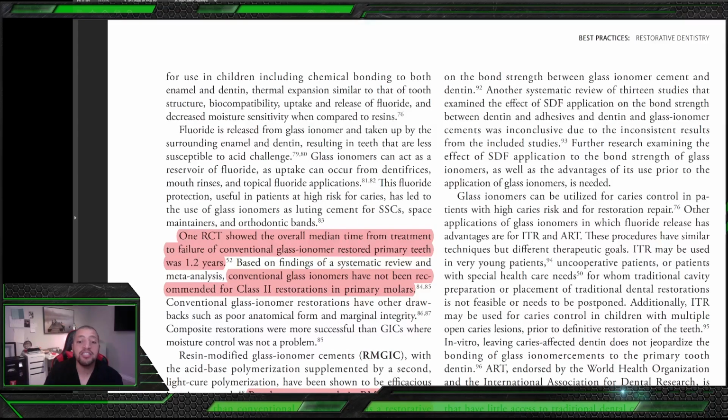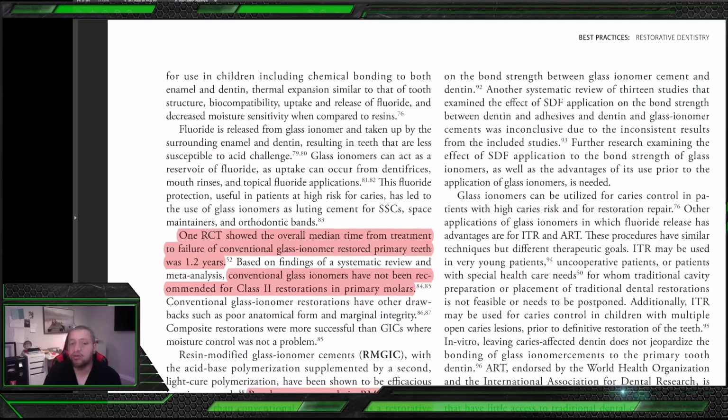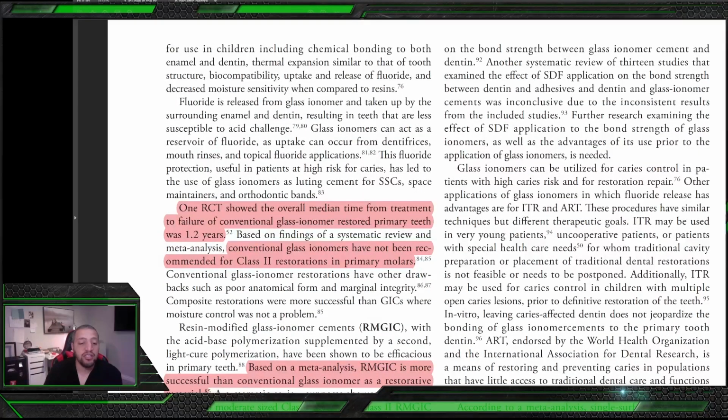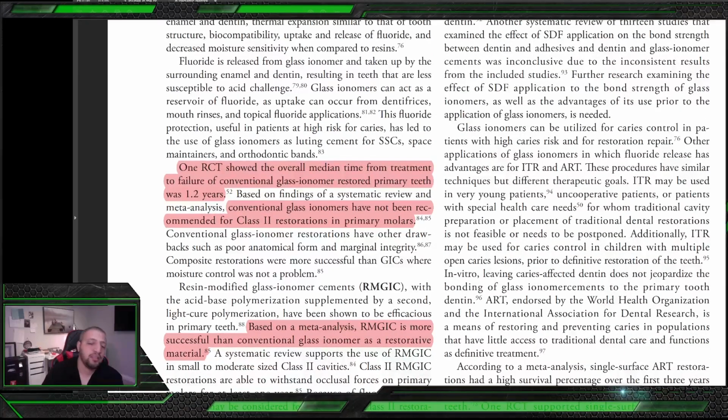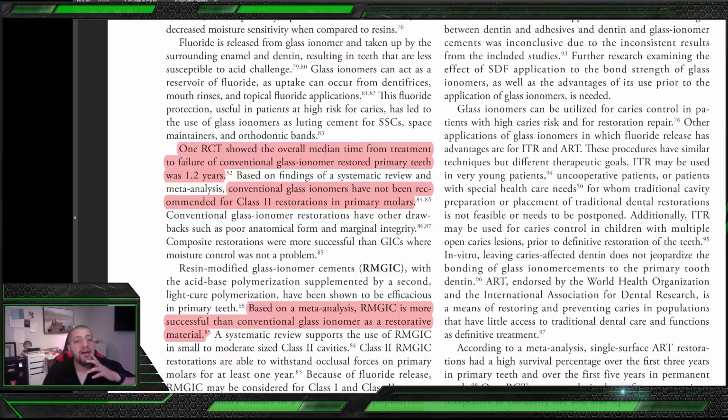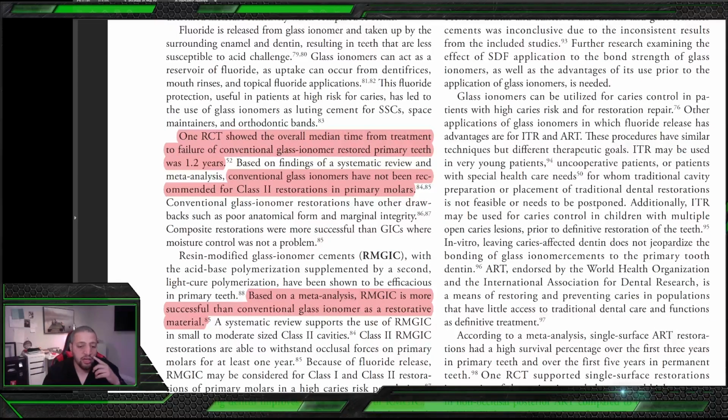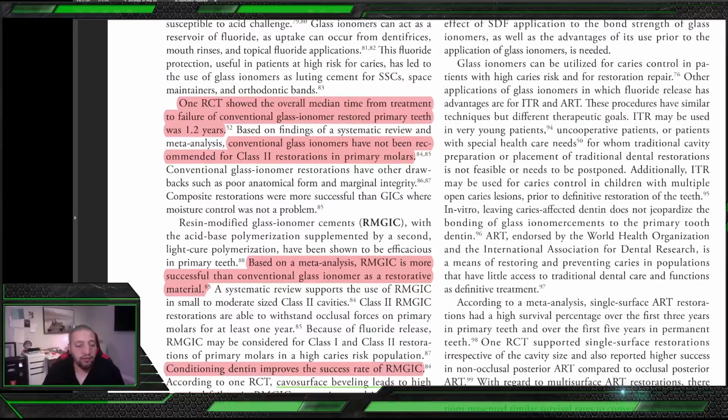Conventional glass ionomer has not been recommended for class 2 restoration. So for class 1, it's not very good. For class 2, they didn't even try to use it, okay? And then there is resin modified glass ionomer. They did a meta-analysis about it. It has a higher success rate than the conventionally used glass ionomer.